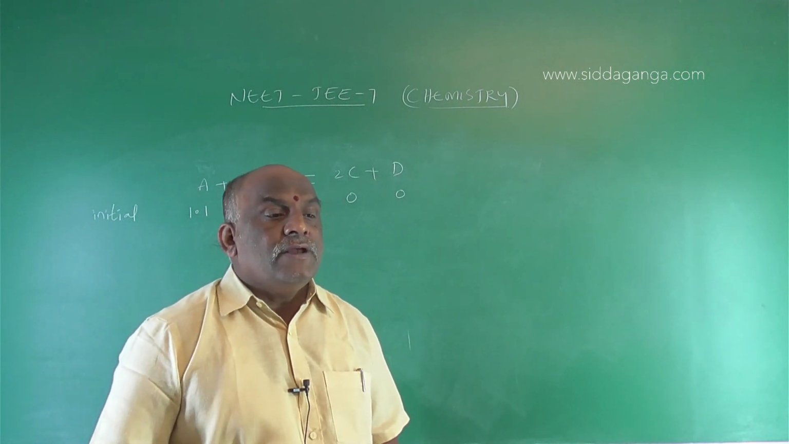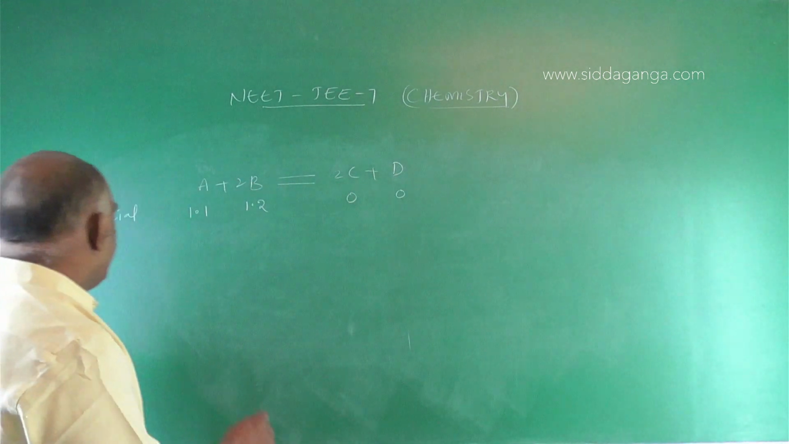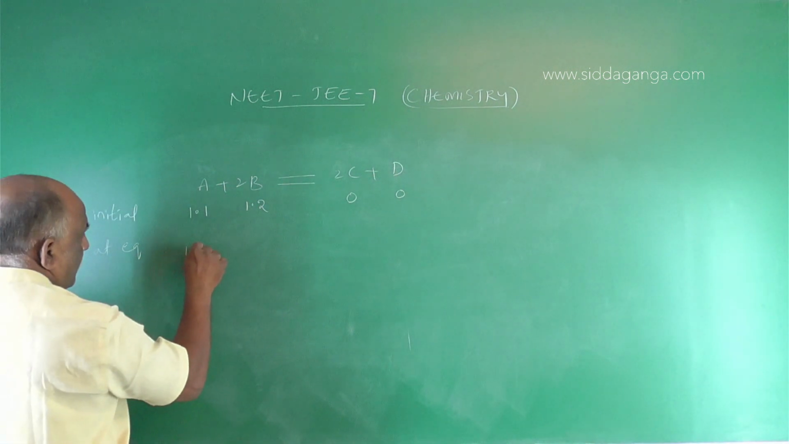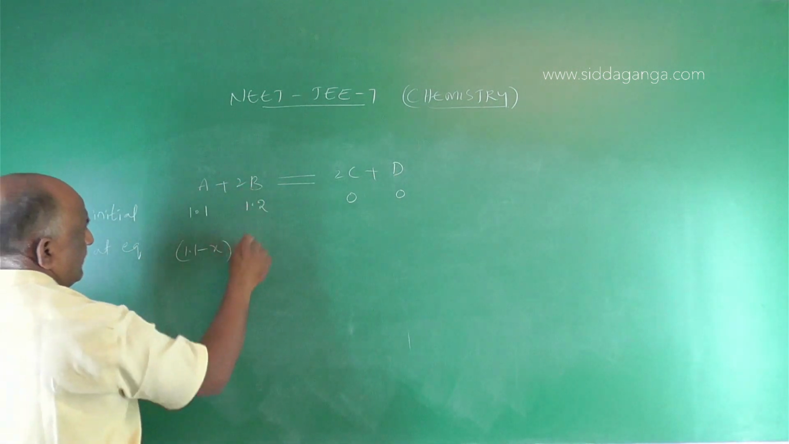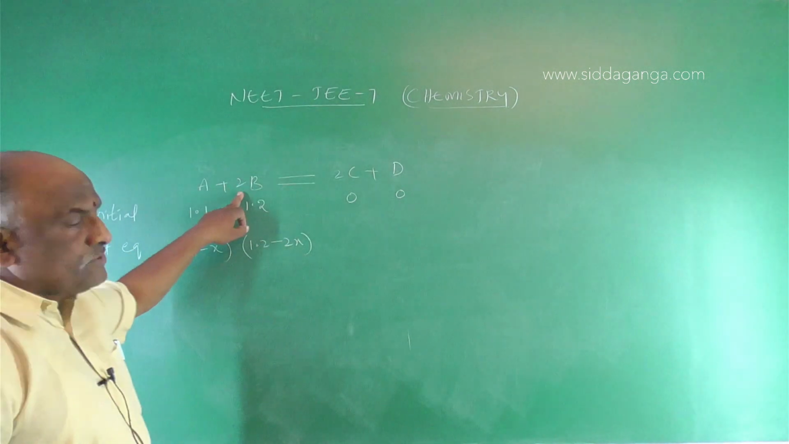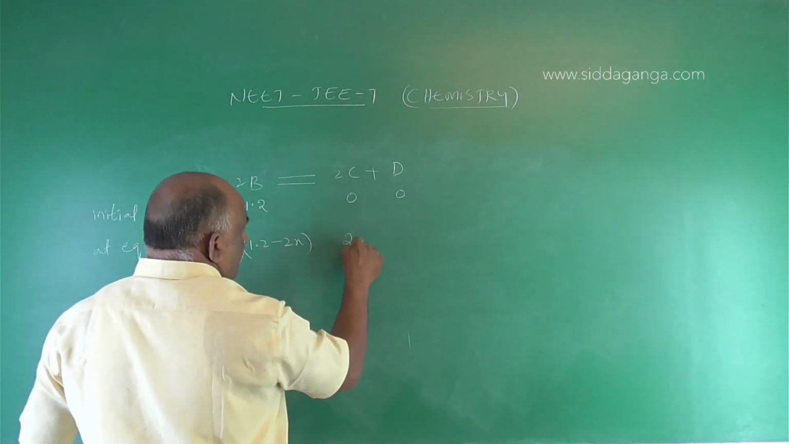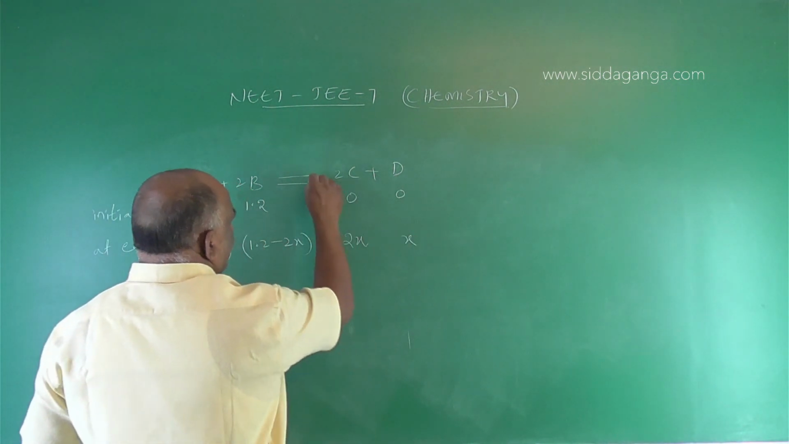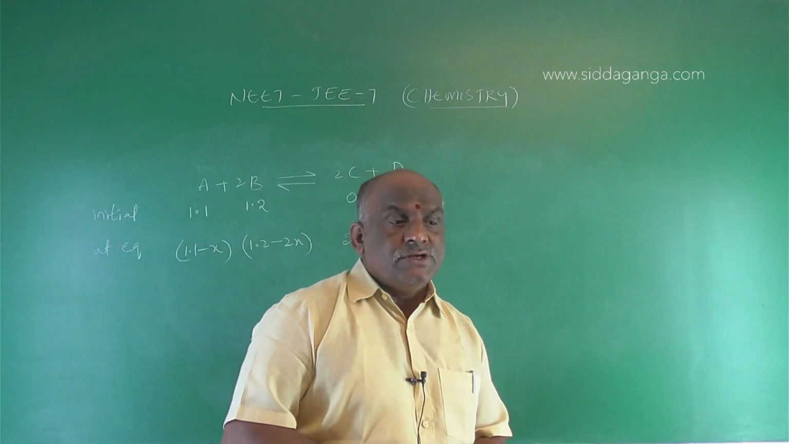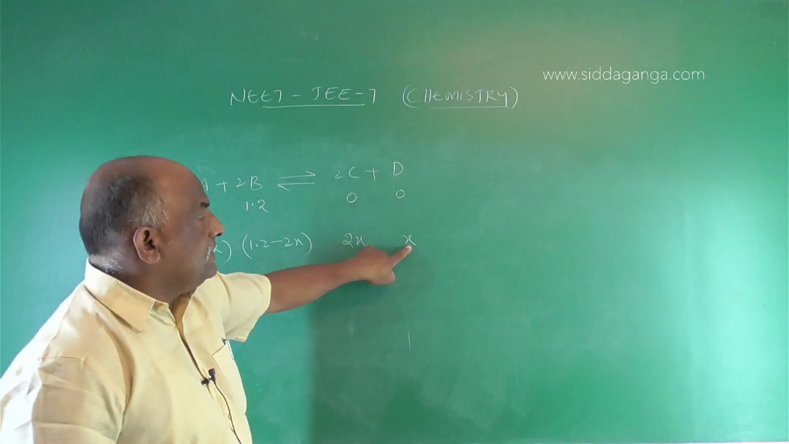And at equilibrium 0.1 mole of D is formed. At equilibrium, what is here? 1.1 minus x. This one is 1.2 minus 2x, because the stoichiometric coefficient is equal to 2. And here it is 2x, and this is x. From the question, at equilibrium 0.1 mole of D is formed. What is D? D is equal to x.